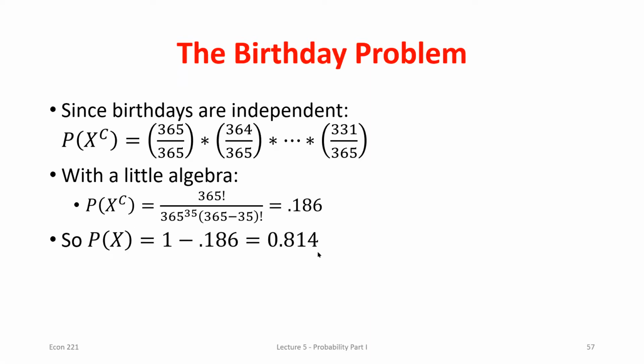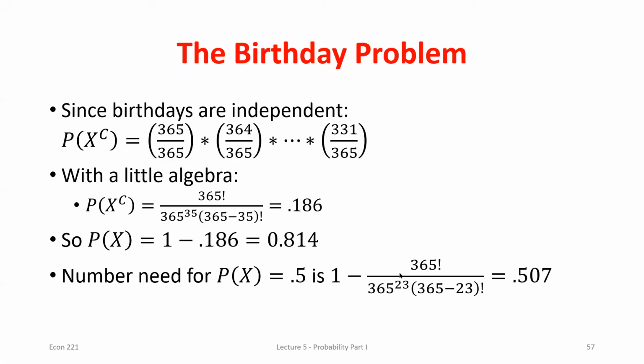So the probability that 2 or more people have the same birthday is actually above 80% in a class of 35 people. You wouldn't think that, but we can prove it with the mathematics right here. Right? And if we want to go a step further, the number of people you need to get above 50% is actually just 23 people.